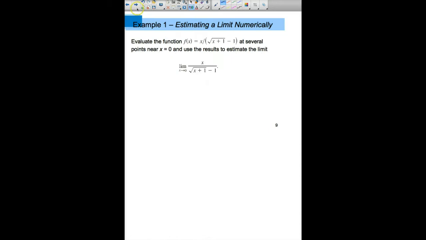So to estimate a limit numerically, so we just did a numerical limit by looking at a table. Evaluate the function f of x equals x over the square root of x plus 1 minus 1.